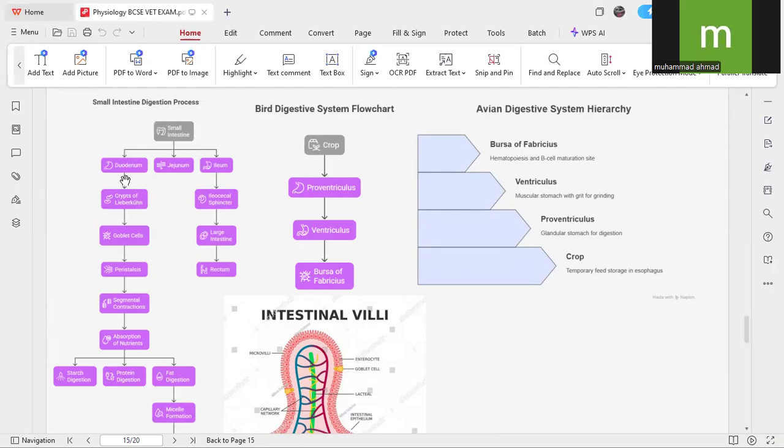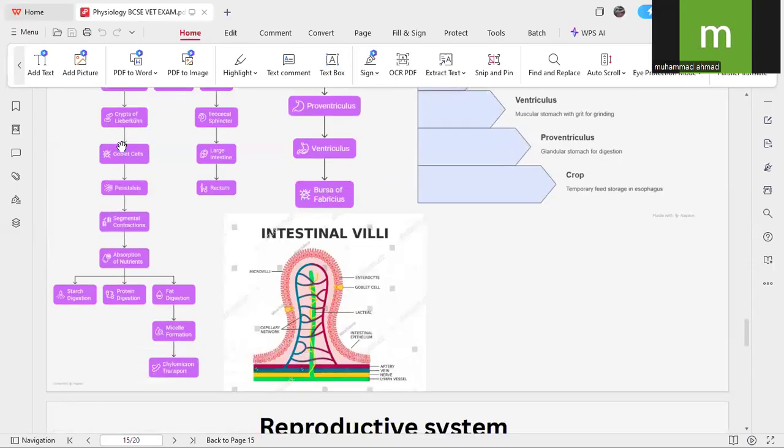Small intestine involves duodenum, jejunum, and ileum. Then in the duodenum, there are the crypts of Lieberkuhn, then goblet cells, peristalsis, segmental contraction, absorption of the nutrients. There are starch digestion, protein digestion, and fat digestion. Fat digestion involves micelle formation and then transport through the chyle, chylomicron.